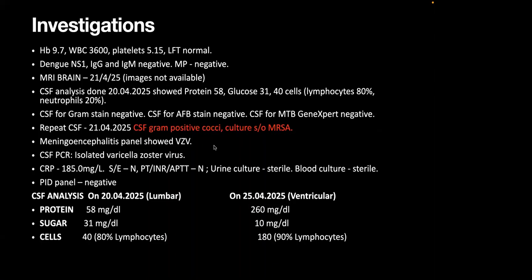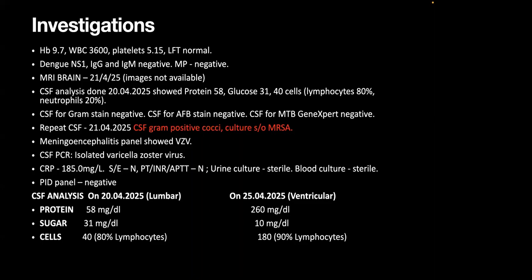So this child was worked up for meningoencephalitis, for which CSF analysis was done. Protein was 58, glucose 31, with 40 cells, lymphocytes being 80% and neutrophils 20%. CSF evaluation for TB was negative. CSF Gram stain showed gram-positive cocci, and culture grew MRSA. This was an outside report. When they came to us, we did emergency Ommaya reservoir placement. At that time, ventricular CSF tapping was done, showing protein 260, sugar 10, and 180 cells with 90% lymphocytes.